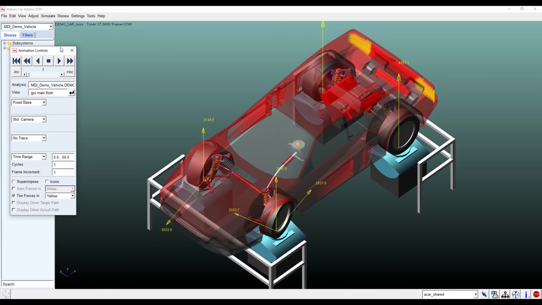By performing kinematic and compliance deflection measurement tests, suspension designers and vehicle dynamicists can make design changes to achieve performance targets and obtain important vehicle suspension parameters.